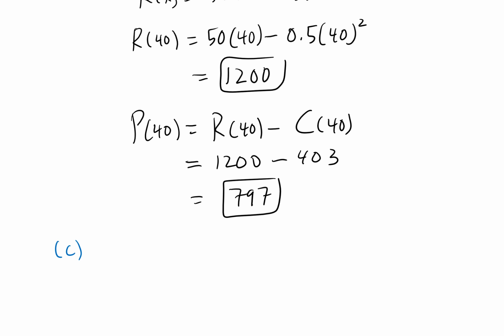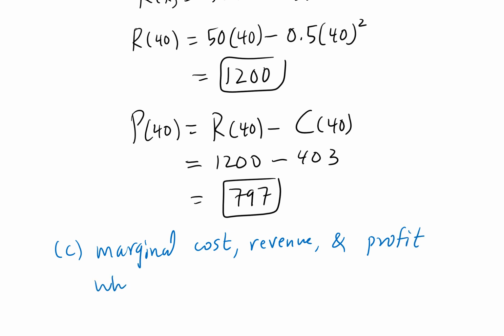Part C, we still need to find now the marginal cost, marginal revenue, and marginal profit when 40 units are produced and sold.